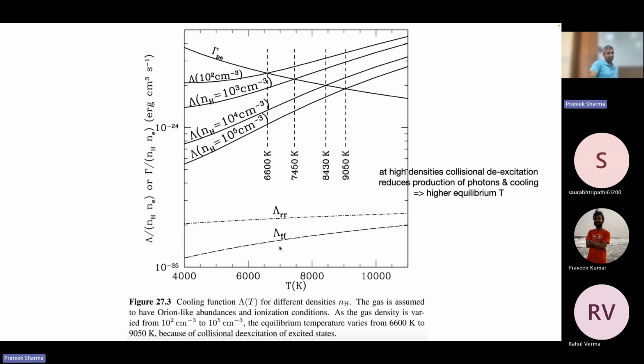These remain the same, right? So cooling rate as normalized by NH NE remains the same, but the lambda CE decreases because of this contribution due to collisional de-excitations, which does not produce photons, which can leave the system. Okay, so this is okay.